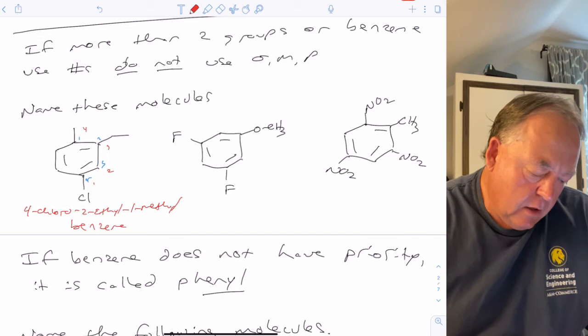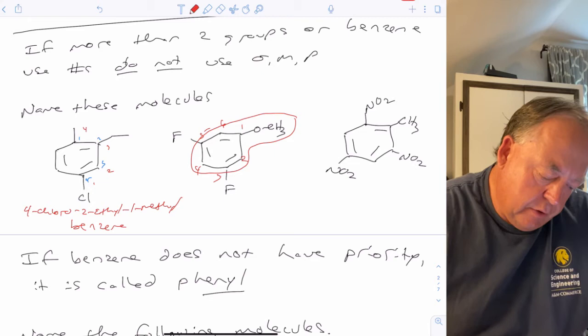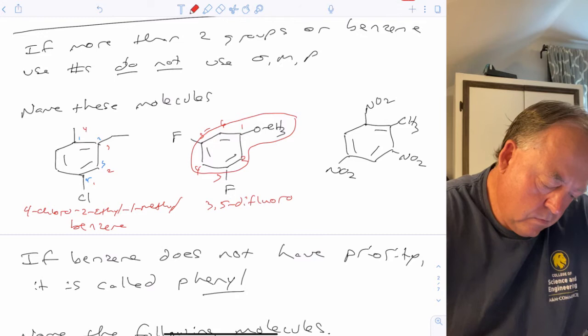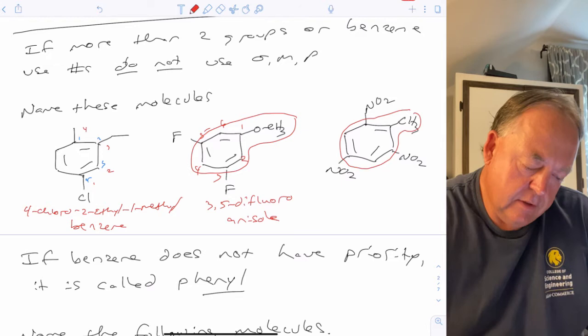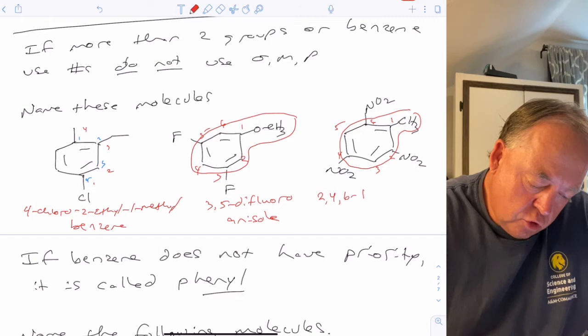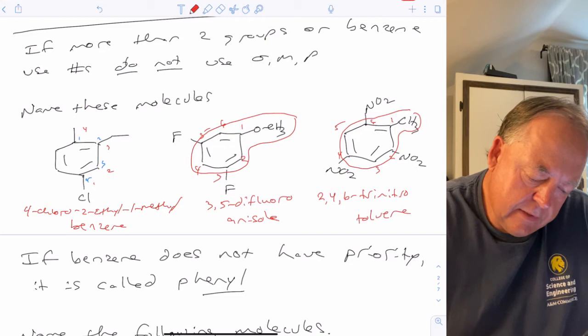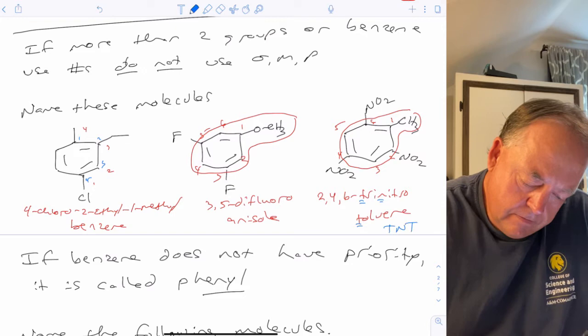Okay, but in this case, that is one of these trivial names that you have to have memorized, anisole. So 1, 2, 3, 4, 5, 6. You would have 3,5-difluoroanisole. And in this last one, that's toluene. So that would be carbon number 1, 2, 3, 4, 5, 6. So you would have 2,4,6-trinitrotoluene, which may be a molecule you've heard of before. That's also called TNT, right, which is an explosive.